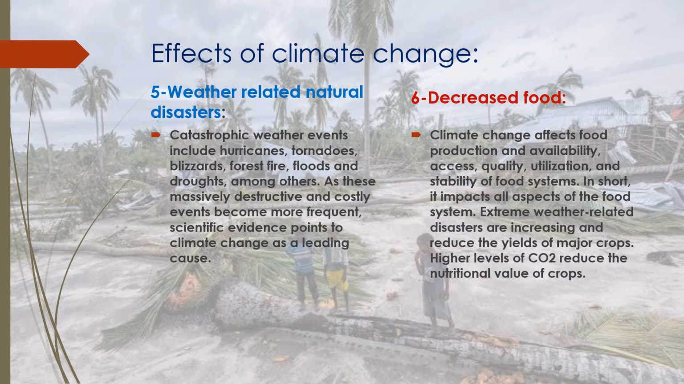Number 6. Decreased food. Climate change affects food production and availability, access, quality, utilization, and stability of food systems. In short, it impacts all aspects of the food system. Extreme weather-related disasters are increasing and reducing the yields of major crops. Higher levels of CO2 reduce the nutritional value of crops.